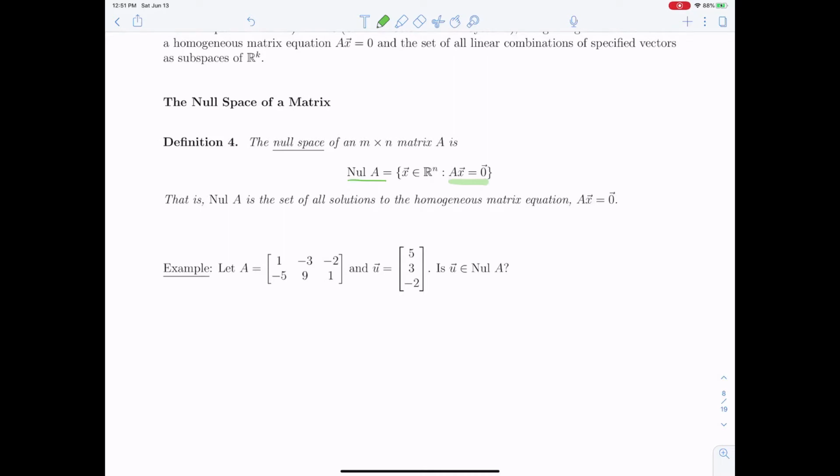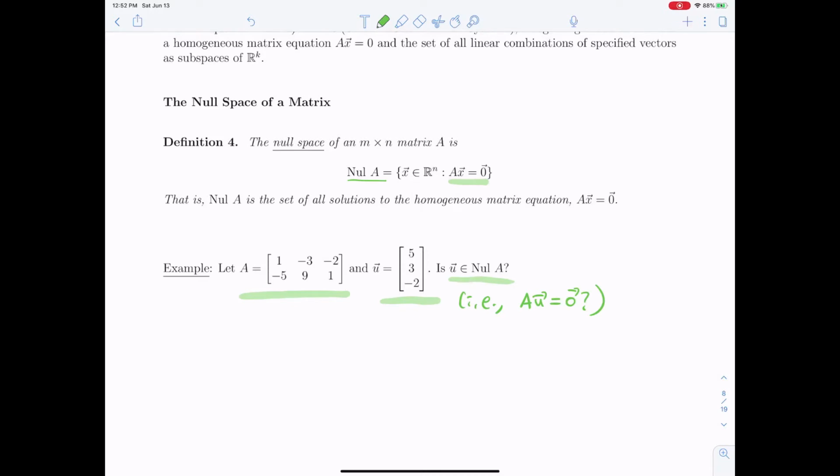So let's look at this example. Suppose that A is given by a 2 by 3 matrix and u is a vector in R3. Then how do we check if u is an element of the null space? Well, by definition, the null space is the set of solutions for this homogeneous equation. So we have to check whether we get 0 when we multiply by the matrix A.